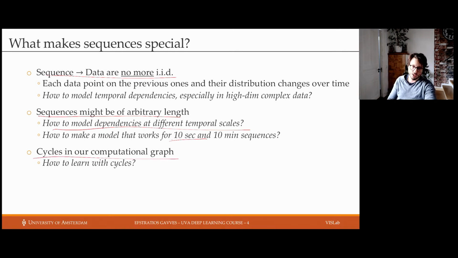With sequences, we presumably can have cycles in our computational graphs. That's more of a technical point. However, that is another issue, and we have to figure out a way to learn with cycles.